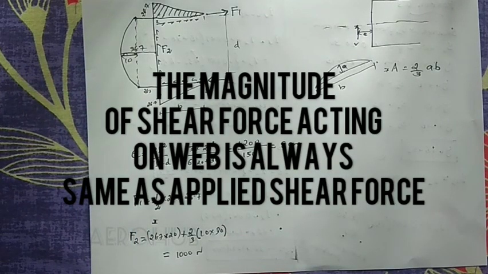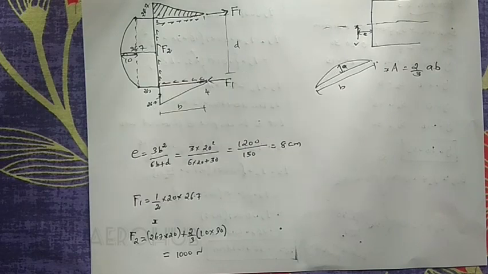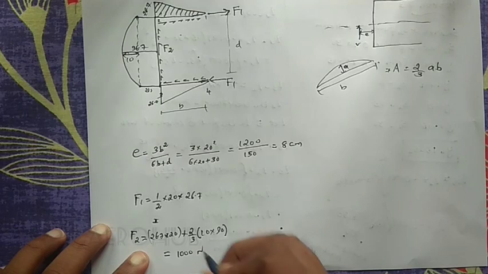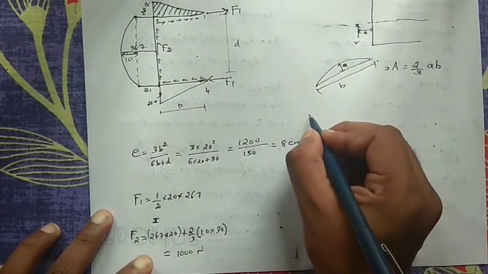See, you have to understand, whenever we are applying a shear load of some amount, the value of shear force acting on the web will be the applied load. The magnitude of shear force acting on the web will be equal to the applied shear load. This is going to be same. I have calculated that, but I haven't calculated the value of F1.